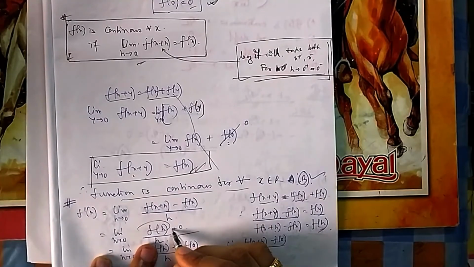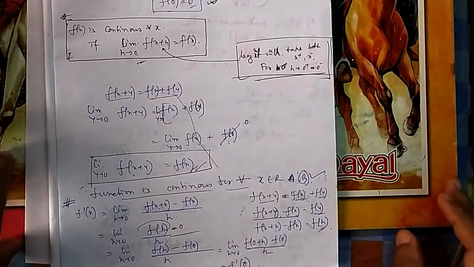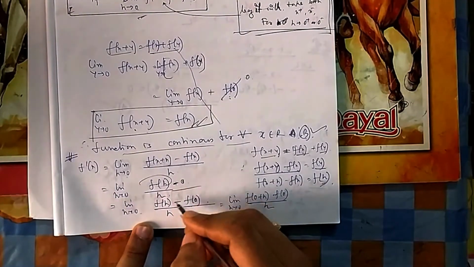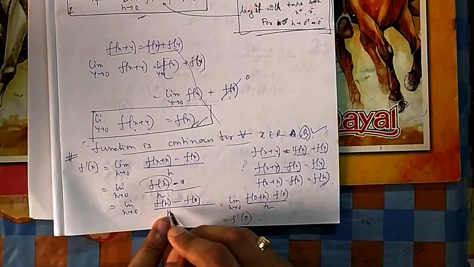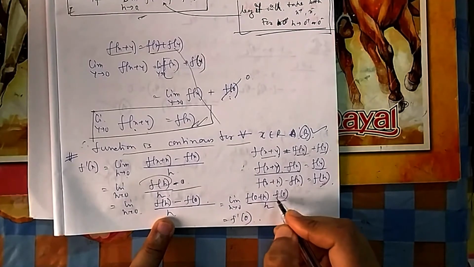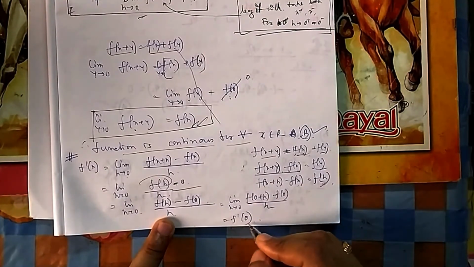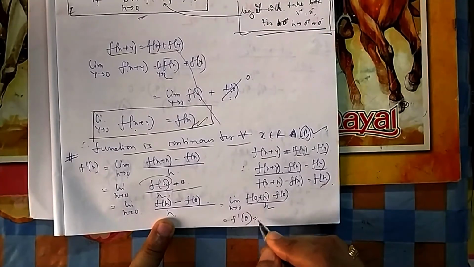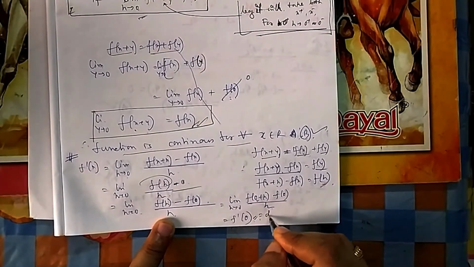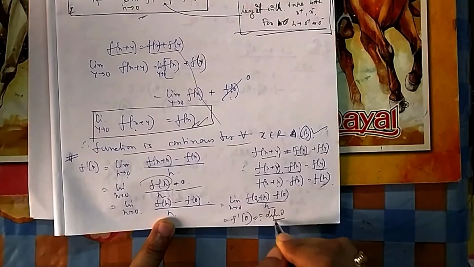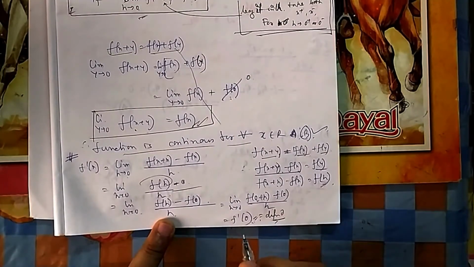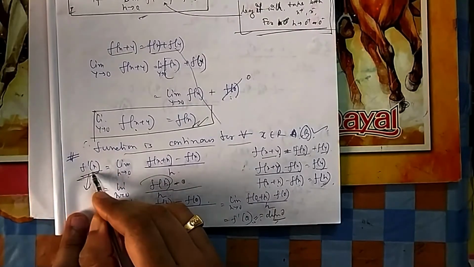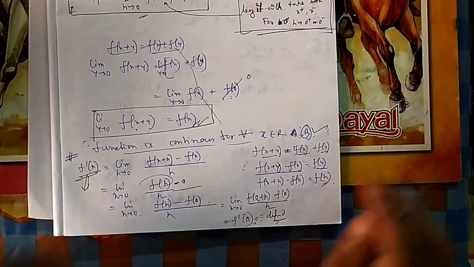Now I have introduced one 0 here, because 0 I can easily introduce. f(0) is 0, I know. So it is f(h) minus f(0) by h. So I can write 0 plus h minus f(0) by h, which is nothing but the differentiation at x equal to 0. So it is f dash 0. But f dash 0 is defined, because they have given that the function is differentiable at x equal to 0. Because it is defined, this is also defined, and this is the differentiation of f(x) at any point. So that's why it is also true.